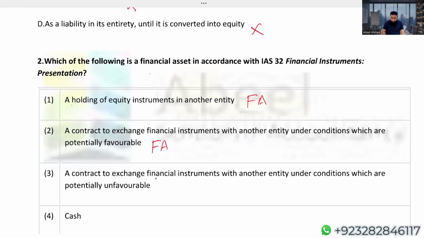A contract to exchange financial instruments with another entity under conditions which are potentially unfavorable, this is a financial liability. But we are here to find out the financial asset. Cash is your financial asset. Logically, this is my financial asset, this is my financial asset, this is my financial asset. So 1, 2, 4.